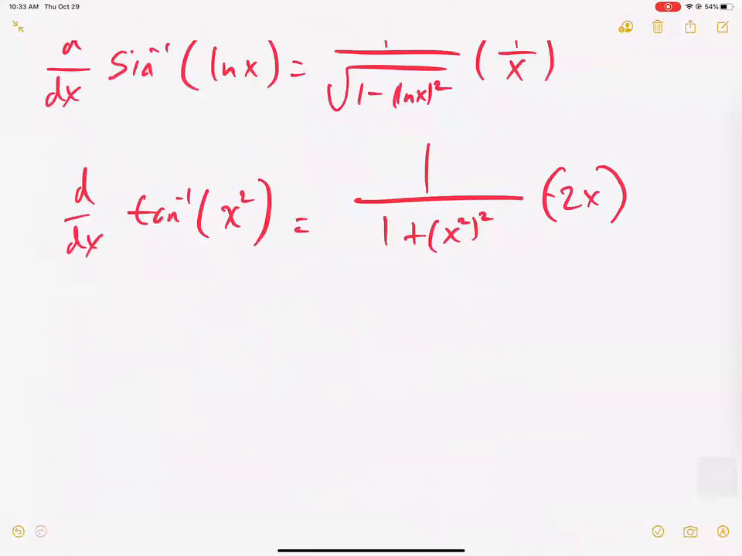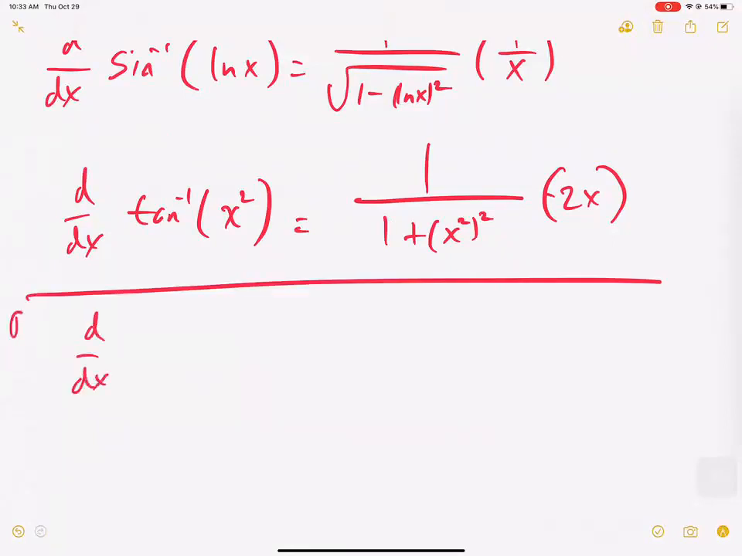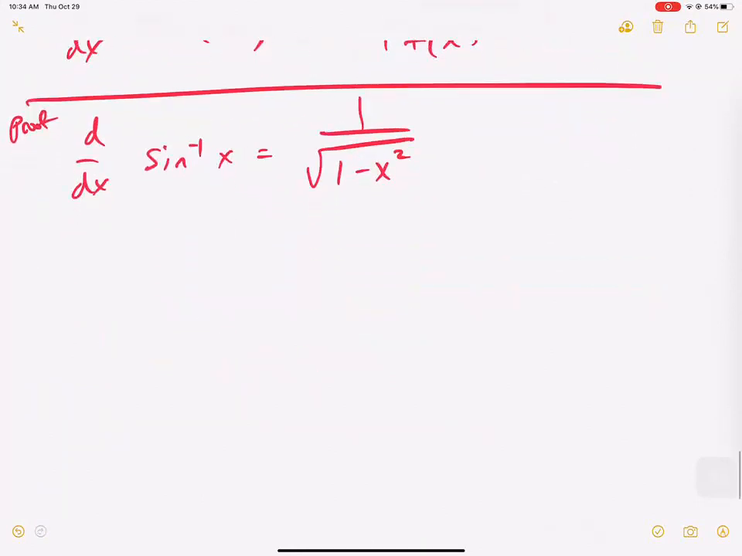Now, how did they come up with this rule? Well, in the quest to solve everything, right? So let's go ahead and prove why this is true. Here's our proof. Why is d over dx of sine inverse of x equal to 1 over the square root of 1 minus x squared? Okay, that's our question. In order to do this, there's a couple different ways, but why don't we use the rule we just used? So I'm going to write this on the side.